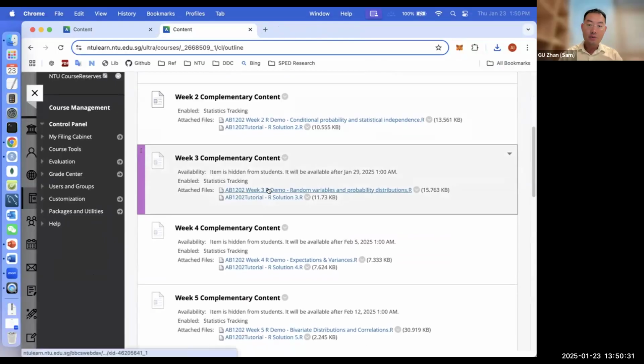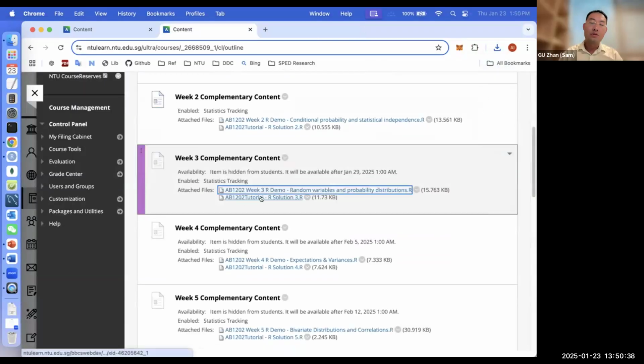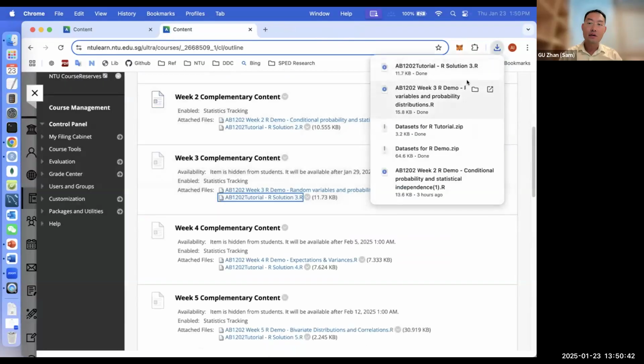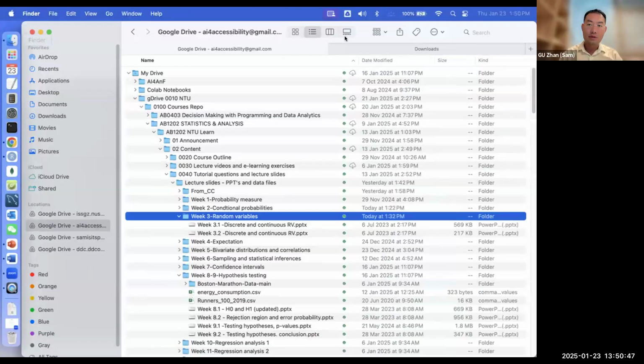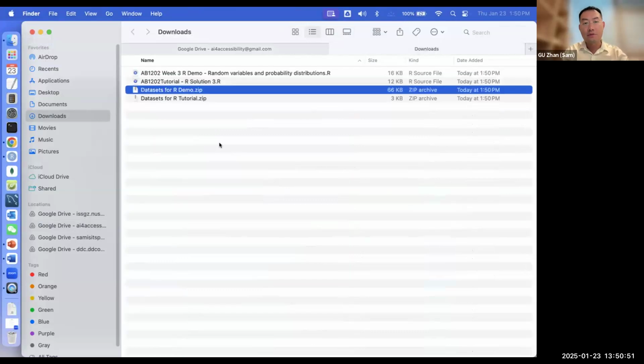So you download this week 3 R demo, random variable and probability distribution, the R. You also download the R solutions 3, week 3 R. So now I have these 4 items being downloaded. So let's have a look. Make sure you have these 4 downloaded. So in my download folder, you can see there's 4.